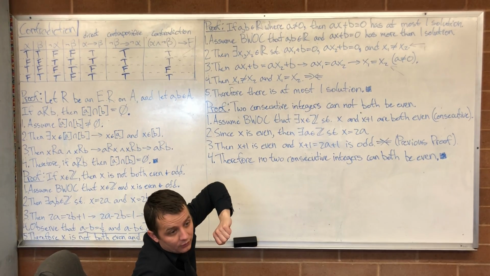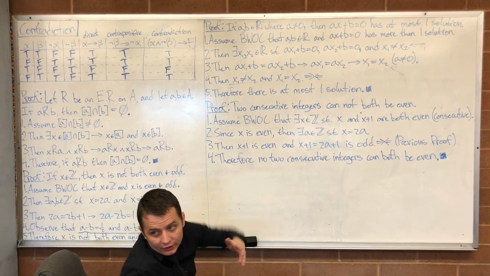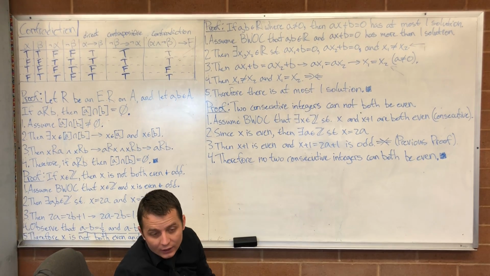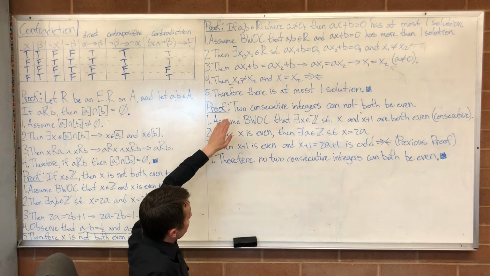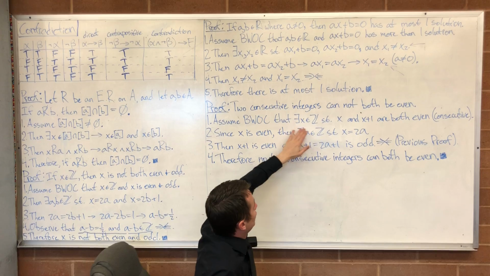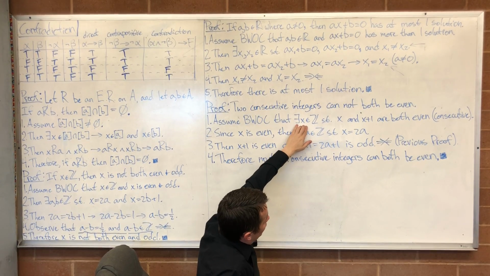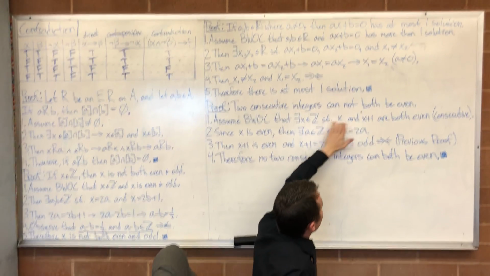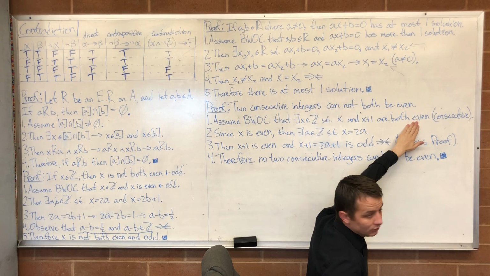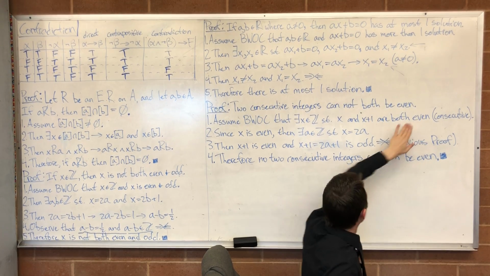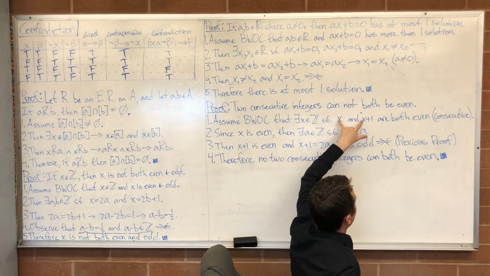Right? What are consecutive integers? Numbers next to each other. They're integers right next to each other. 2 and 3, 8 and 9, 26, 27. Those are 2 consecutive integers. So assume by way of contradiction that x is an integer such that x and x plus 1, the 2 consecutive integers, are both even. X and x plus 1, that's what we mean by 2 consecutive integers. Some integer and the one right after.